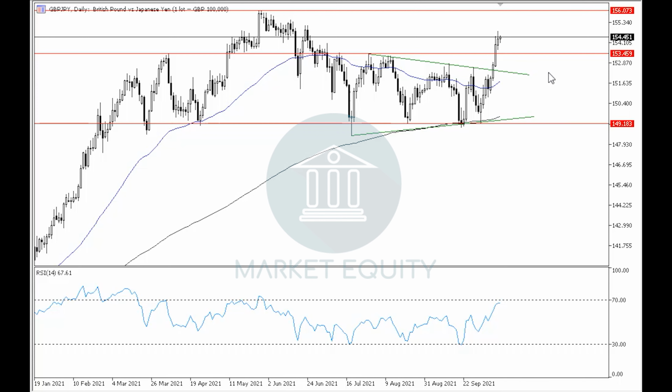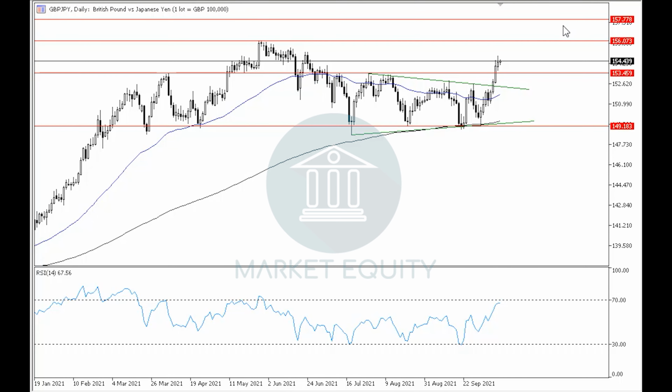of the symmetrical triangle, as well as breaking upwards to level 153.45, the pair has started an uptrend in the daily time frame, where by breaking upwards to level 153.45, which resembled a horizontal resistance level for the pair in the daily time frame, it supports the continuity of the current uptrend and the targeting of around level 156.